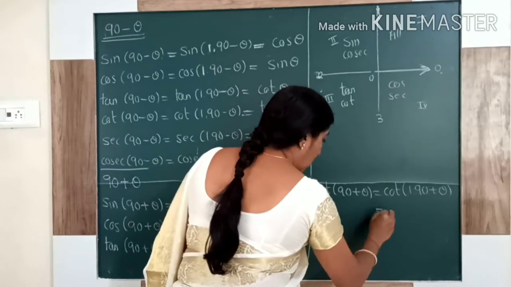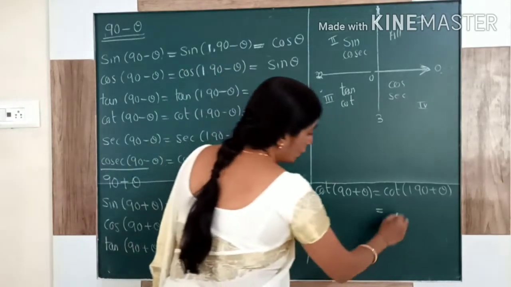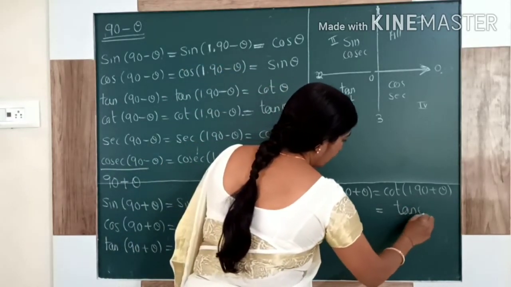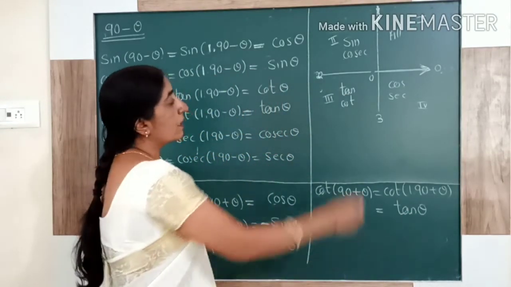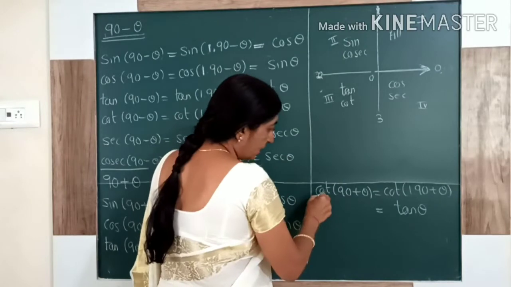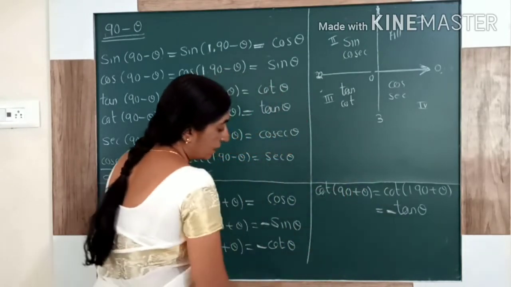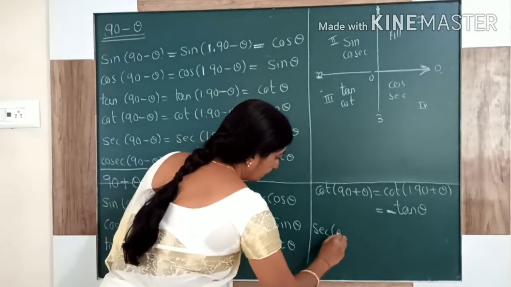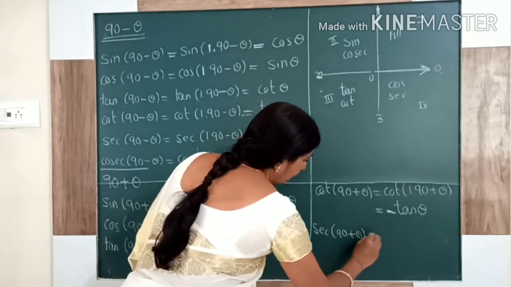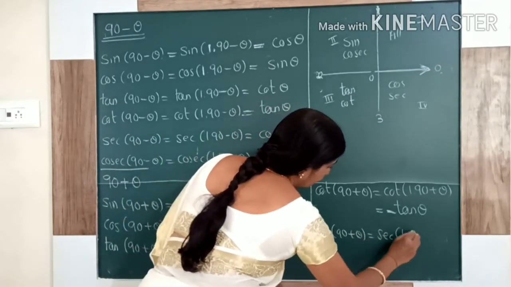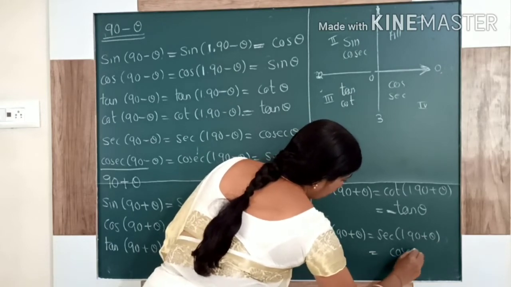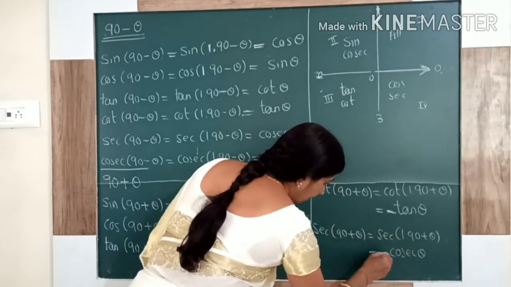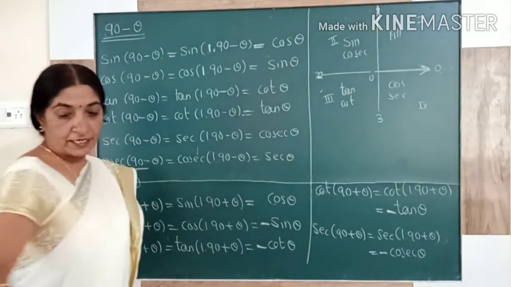Again 1 is odd, so cot changes to tan. Tell me students, is it positive or negative? Yes, it is negative. Why? In the second quadrant cot is negative. Then sec 90 plus theta. This changes to cosec, and cosec is also negative. So your answer is negative.